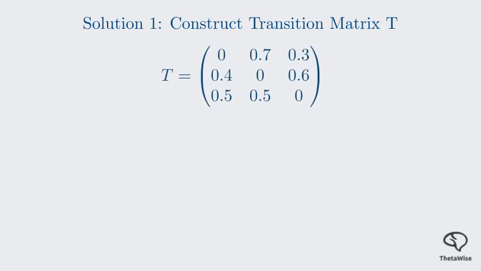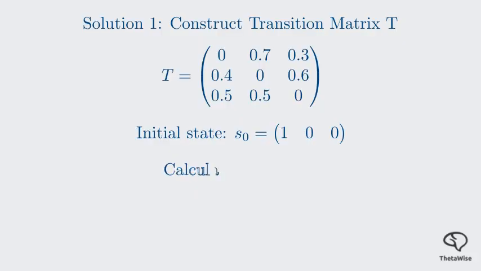This gives us our matrix T. Next, we need the initial state vector, S0. The train starts at A, so S0 is (1, 0, 0). We need to find the probability of being at C after 2 journeys, which is S0 times T squared. So we must first calculate T squared.